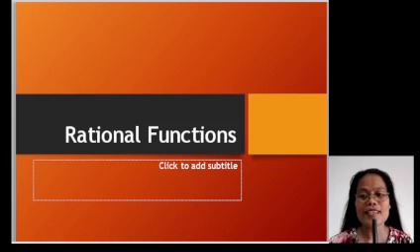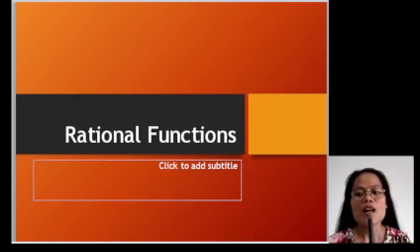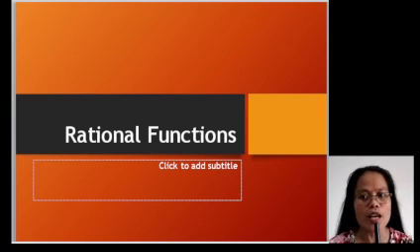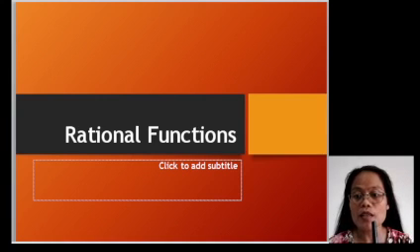Hello, students. We are now in a new topic, and we will be talking about rational functions. But before that, we will have a review first about what are rational numbers.